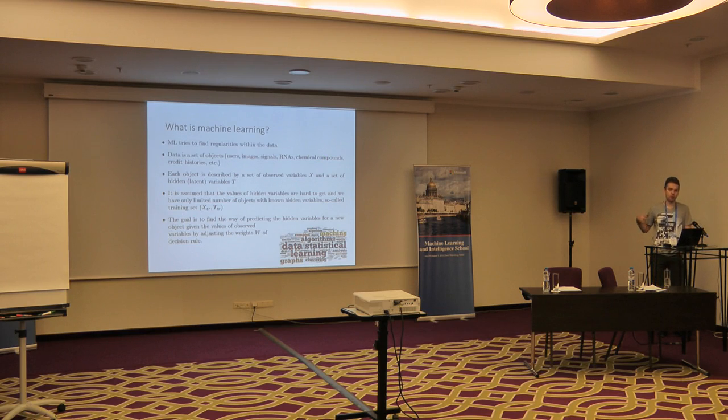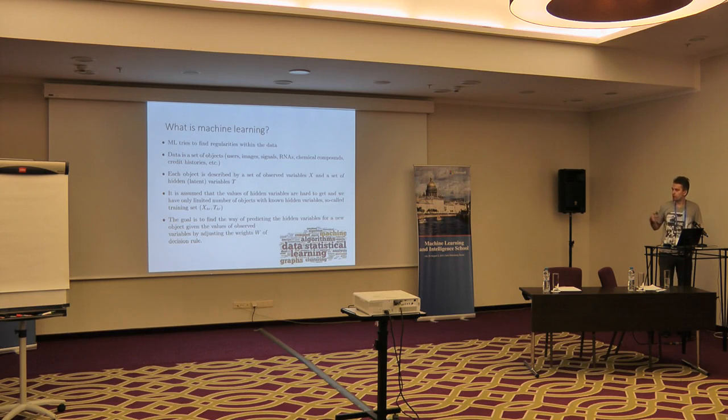For those objects, we know both observed and hidden variables, and the task is to find the dependency between observed and hidden variables in such a way that when we are given a new object for which we know only the observed variable, we could easily predict the distribution of the hidden variable. Probably this is the most general formulation of machine learning problems, because it covers classification, regression, clustering, reinforcement learning, and many other kinds of machine learning formulations. Although maybe there are some exotic formulations that are not covered by this definition.